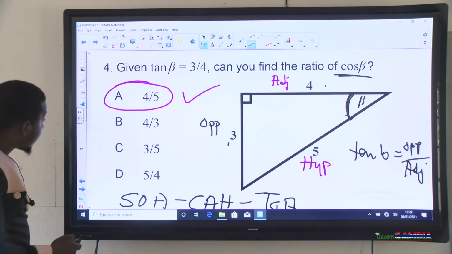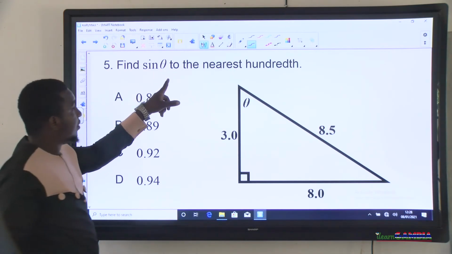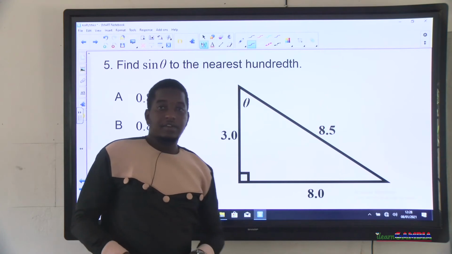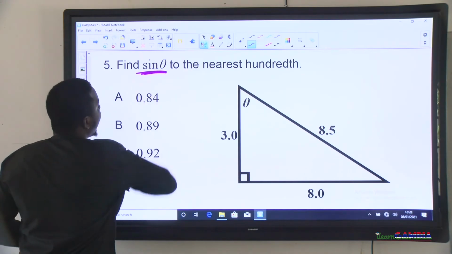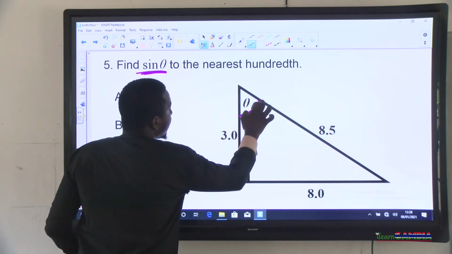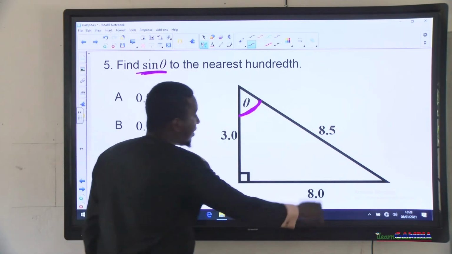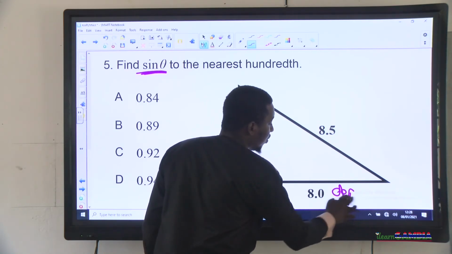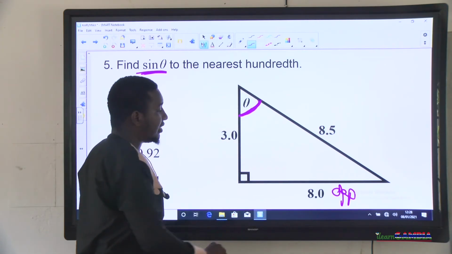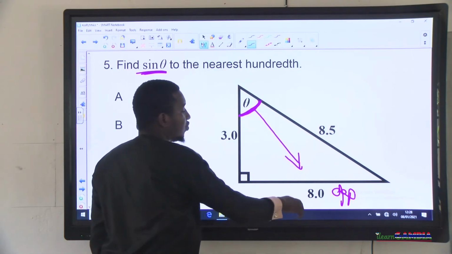Then we look at another one. Question 5 says, find sine theta to the nearest 100. What are we asked to find? We are asked to find sine of the angle theta. Here our reference angle is this angle, theta. The reference angle faces the side that measures 8.0, so that side will be the opposite. Always it is the reference angle that dictates the opposite.